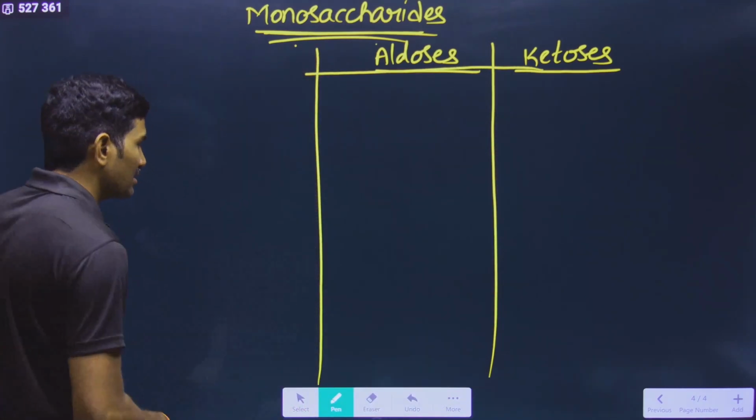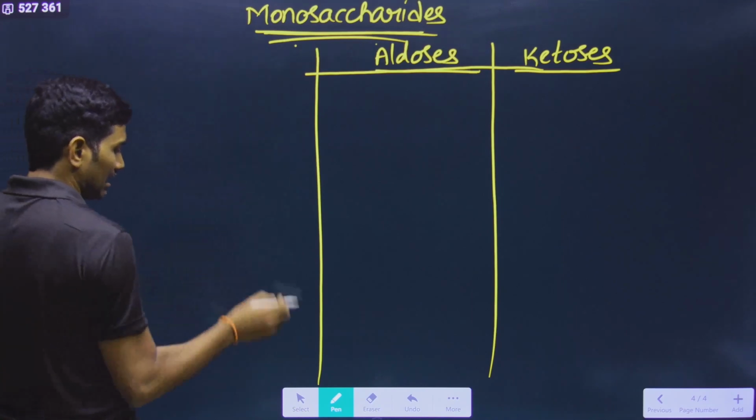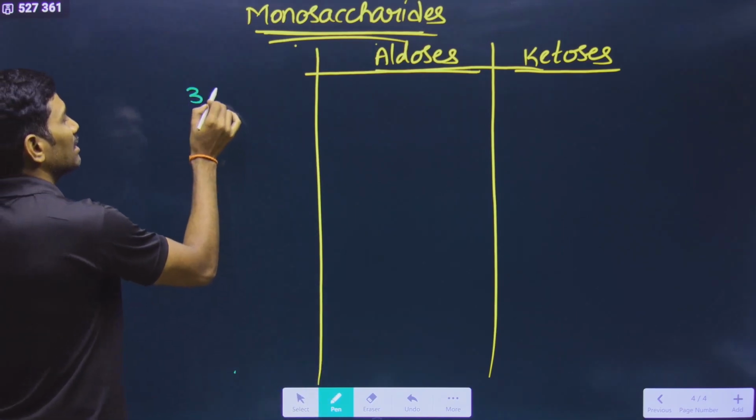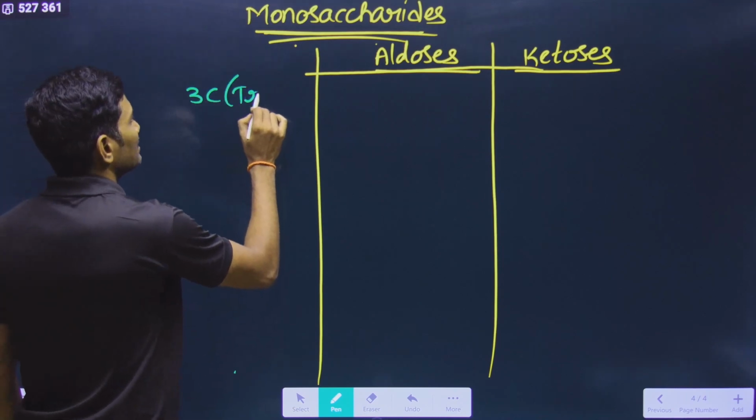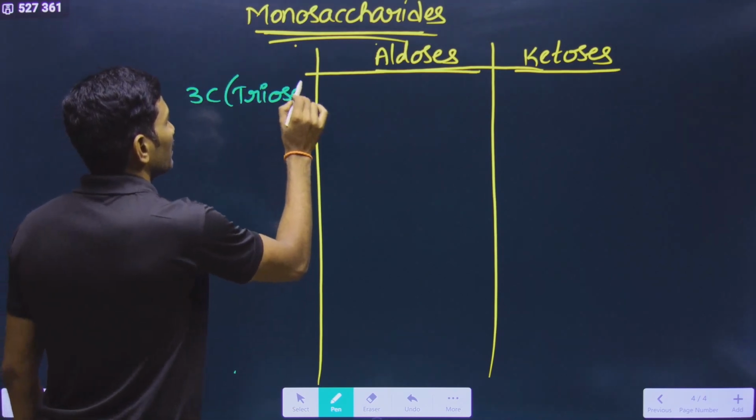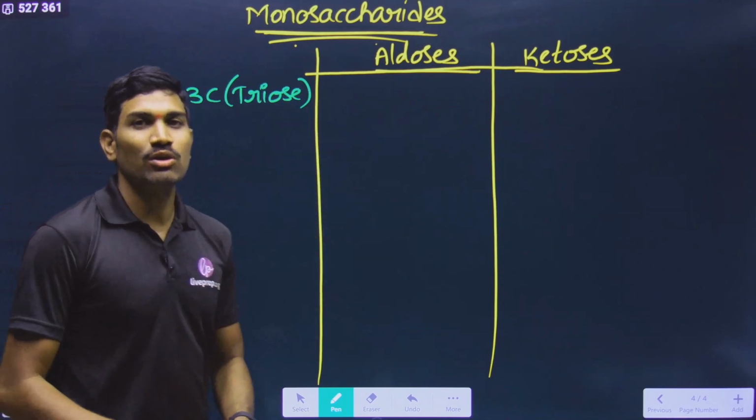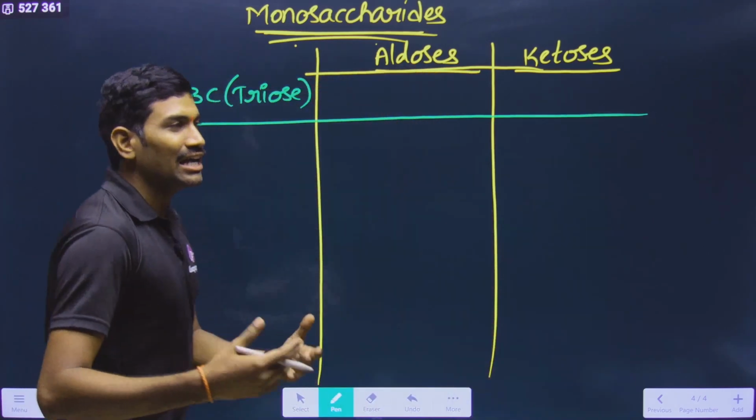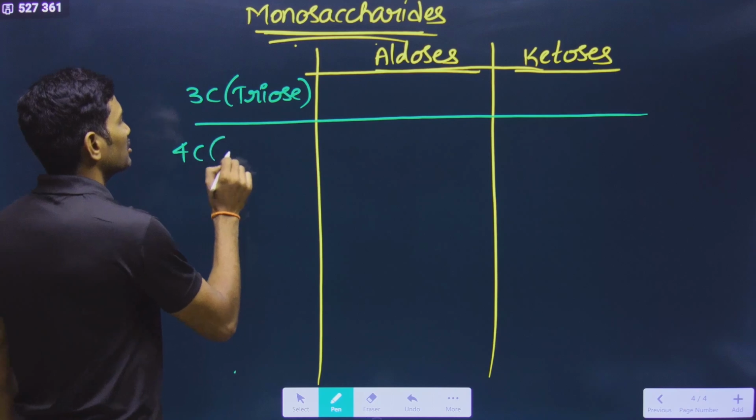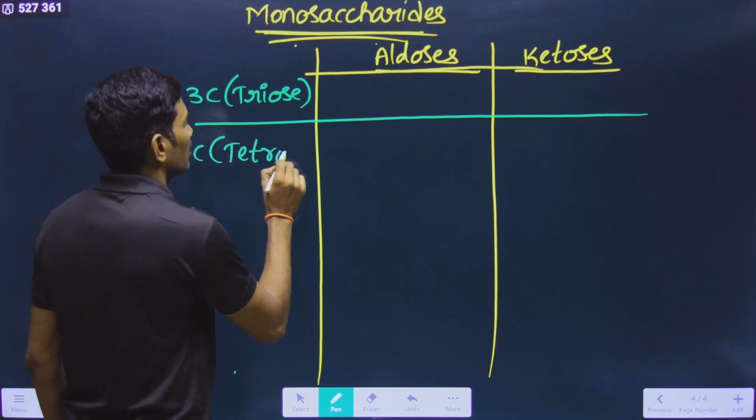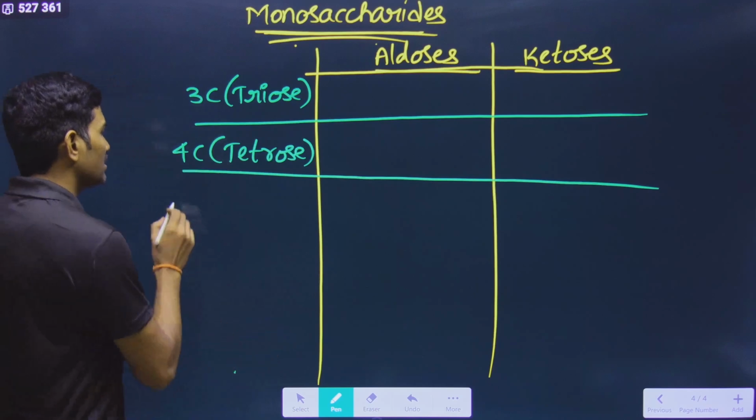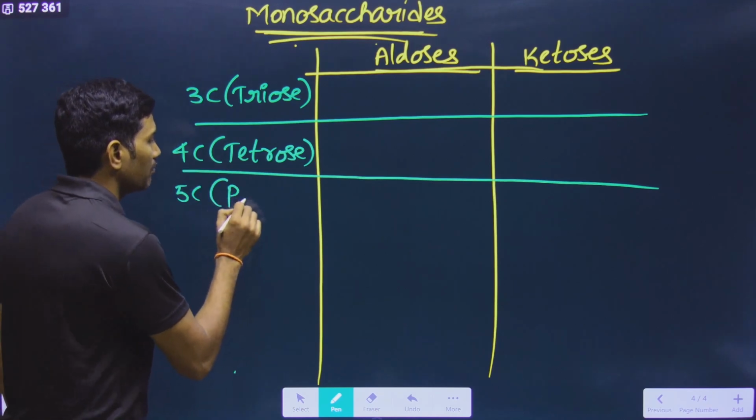And now at the same time we are also talking about the number of carbons. Based on the number of carbons, if 3 carbons are present, it is called a triose. Tri means 3 carbons. Next one, if 4 carbons are present, it is called a tetrose sugar. Yes or no? If 5 carbons are present, it is called a pentose.